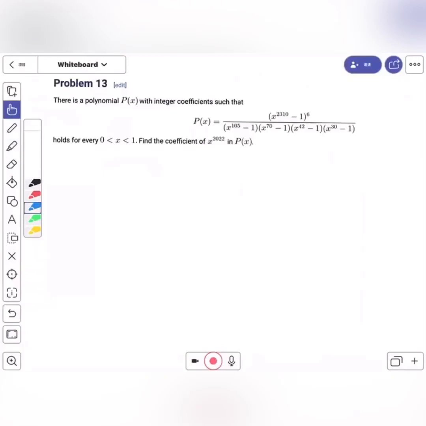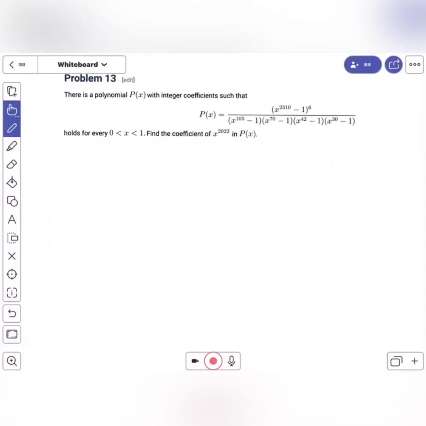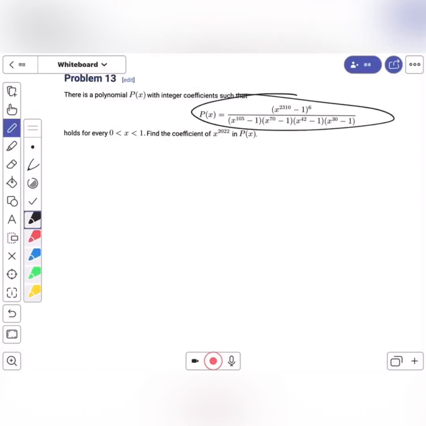Today we're going to be doing problem 13 of the 2022 AIME II. This is approaching the end of the 2022 AIME, and the problems are getting significantly harder, as shown in this expression, which seems to be really intimidating.